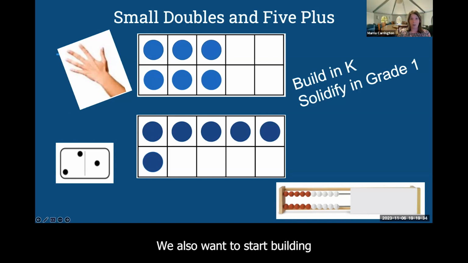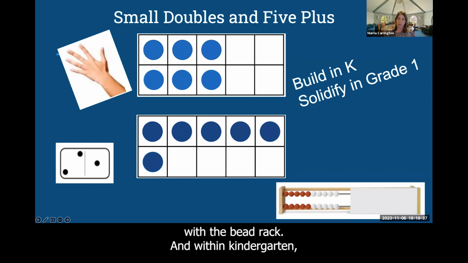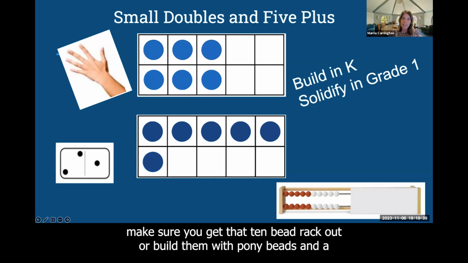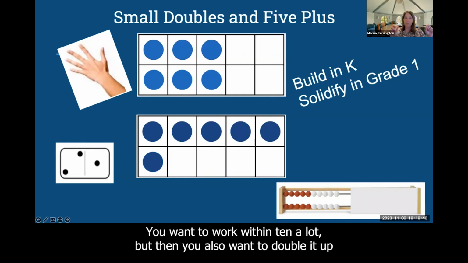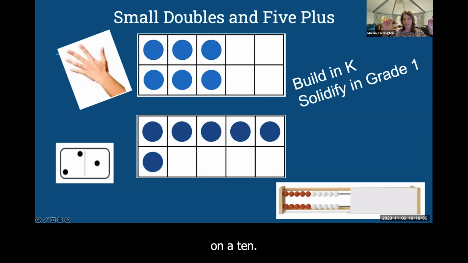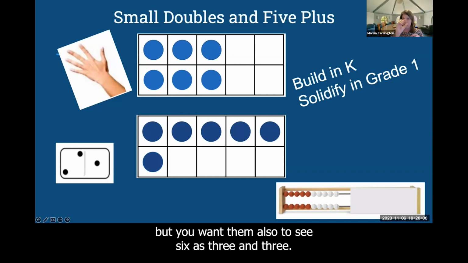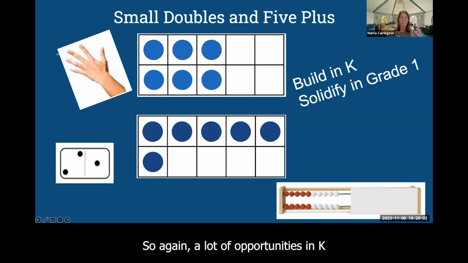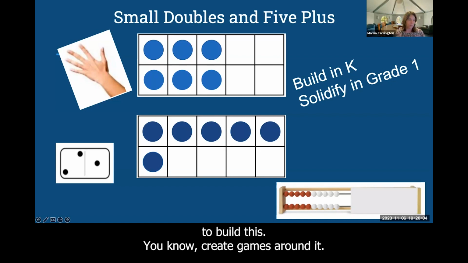We also want to start building with the bead rack. And in kindergarten, make sure you get that 10 bead rack out or build them with pony beads and a pipe cleaner. You want to work within 10 a lot, but then you also want to double it up because they can't make the 3 and 3 pattern on a 10. They can make a 5 and 1 pattern on 10, but you want them also to see 6 as 3 and 3. So again, a lot of opportunities in K to build this, create games around it.